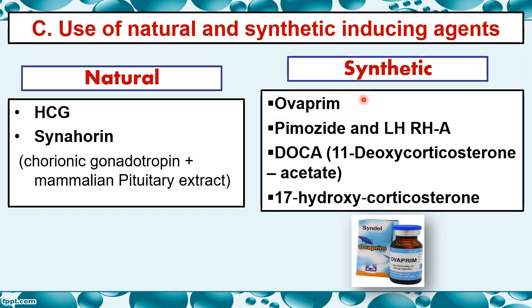Ovaprim is a dopamine antagonist which is readily available in powder form and can be used by the fish farmers. The advantage is that it can be used as a single dose. Most of the synthetic hormones require only a single dose for breeding of male and female, unlike pituitary extract, which requires 2 or more doses for inducing the female.